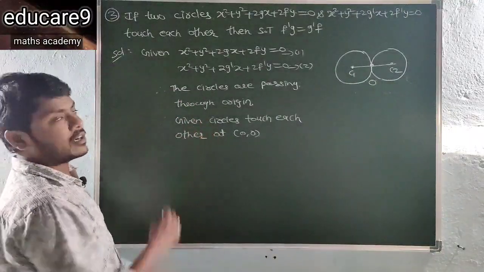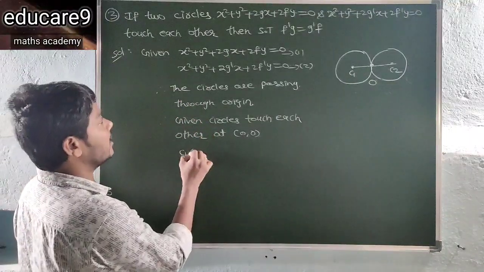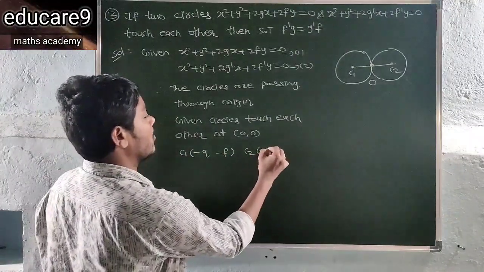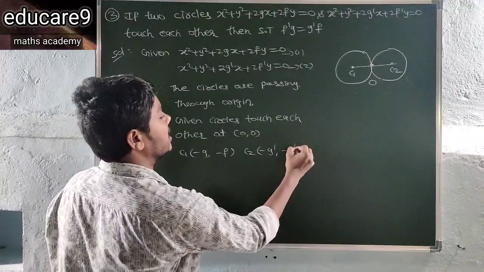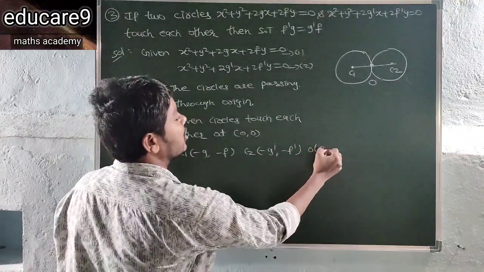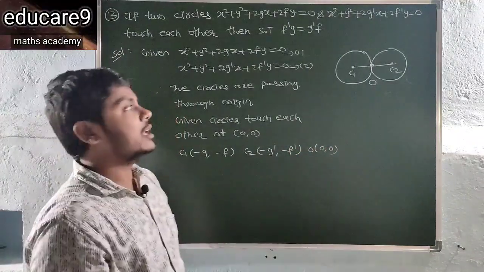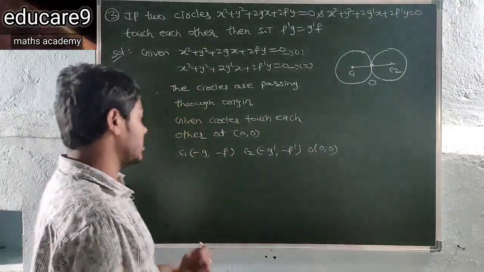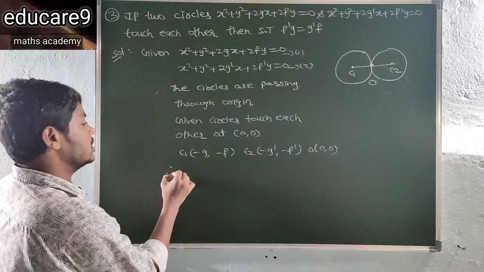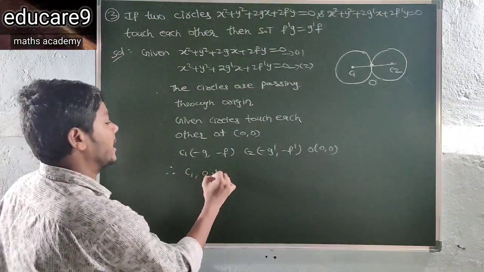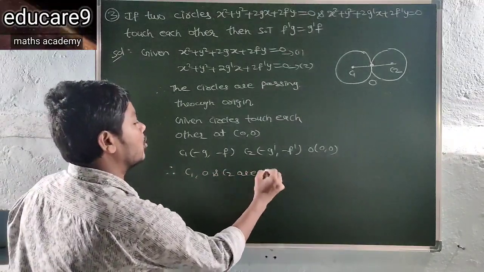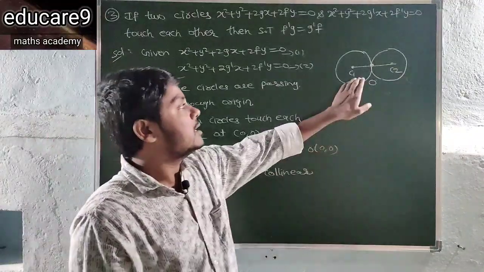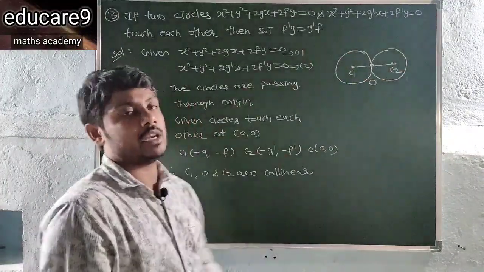So see here, find the center of the first circle. So what is C1? Minus g comma minus f. And what is C2? Minus g dash comma minus f dash. And O is 0 comma 0. So clearly C1, O, C2 lie on the same line. Therefore C1, O and C2 are collinear. So collinear means these 3 points lie on the same line.